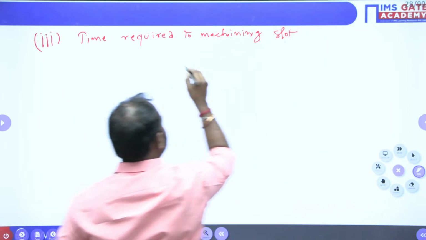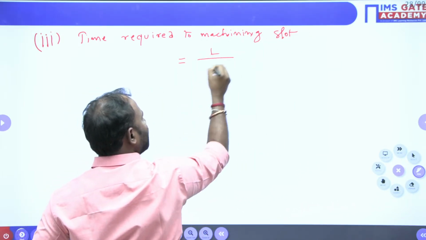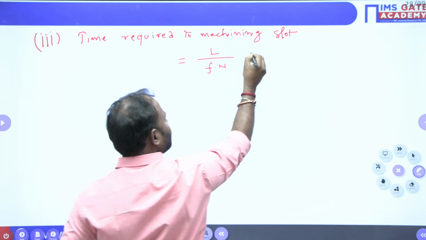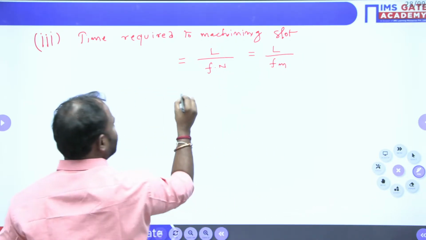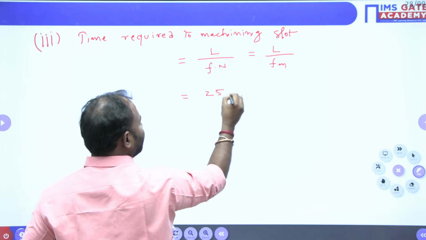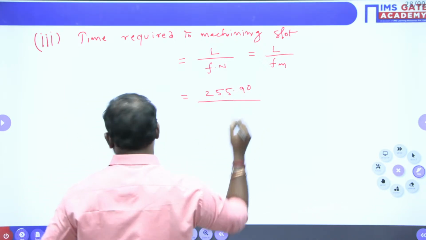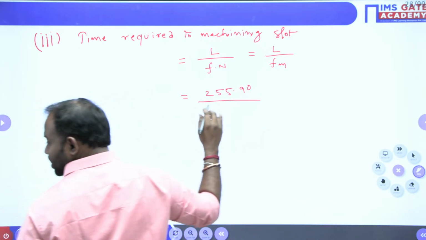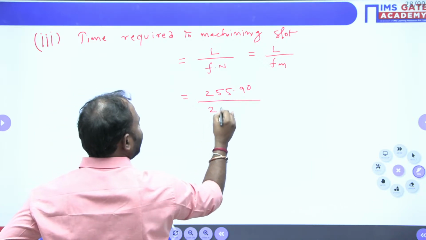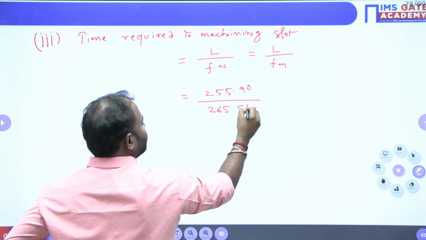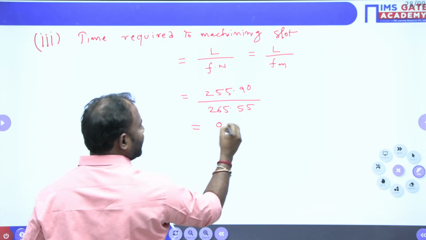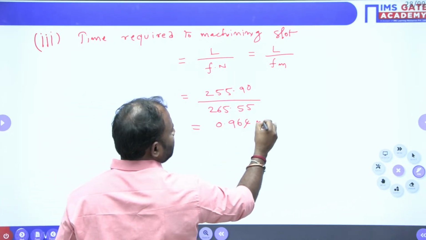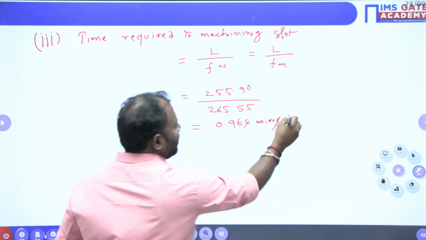That is equal to, obviously, L by F dot N. So I can write it directly as L by Fm. The length of the job is 255.90, divided by 265.55. So your time for machining is equal to 0.964 minutes. This is your answer.